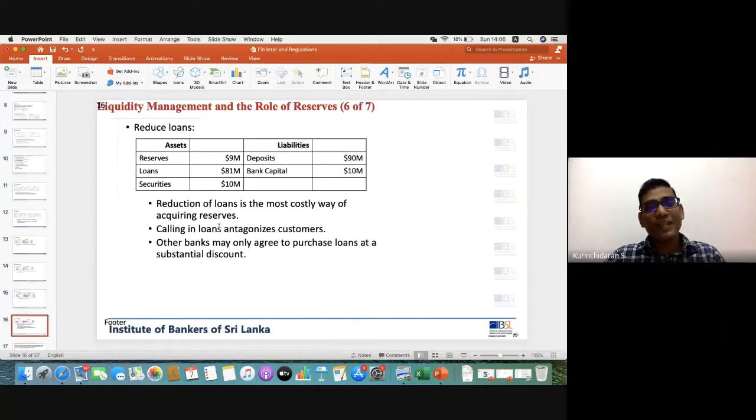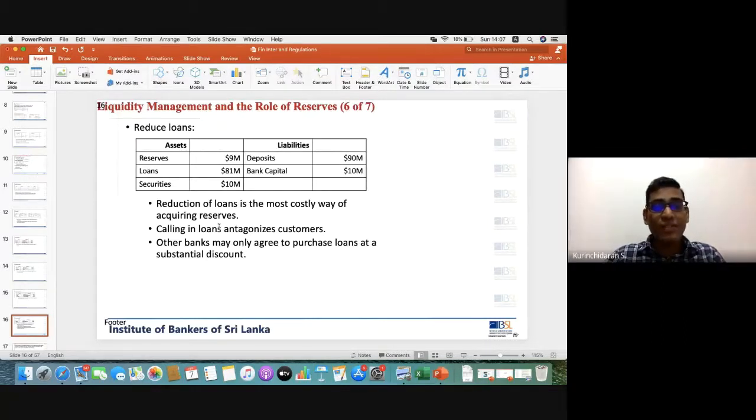Or finally, you can think of recovering the loans, or you can recall them early, right? So $9 million worth, and you can add it to the reserves. That is also one of the ways you can fulfill the reserve requirement. So that is reducing loans.